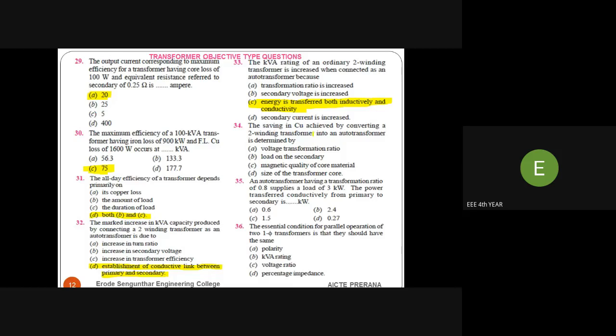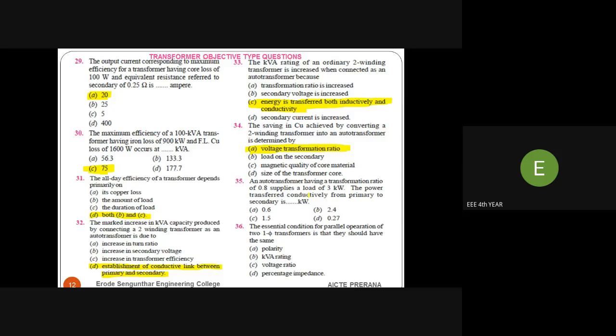The saving in copper achieved by converting a two-winding transformer into an auto transformer is determined by voltage transformation ratio, load on the secondary, magnetic quality of the core material, or size of the core. So voltage transformation ratio is the correct answer for number 30. The saving of copper mostly depends upon the voltage transformation ratio.